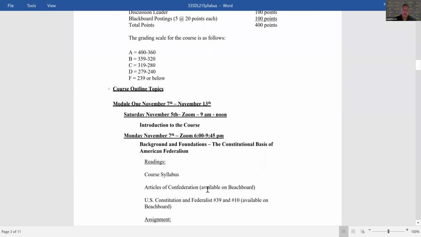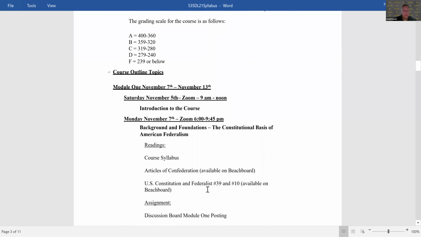So our course outline, again, today we're just going to talk about the course, so we should be able to be done within the next hour. Then on Monday, we will start off with our background and foundations, and we'll really go back to the Constitution and talk about what the Constitution says about federalism. So in the first half of class on Monday, I'll present some information to you about the Articles of Confederation, some of the flaws associated with the Articles of Confederation, our first Constitution, and then some of the ways in which we rectified those flaws with the Constitution.